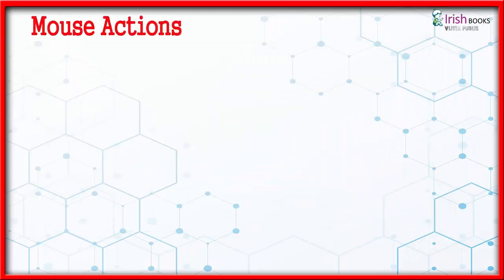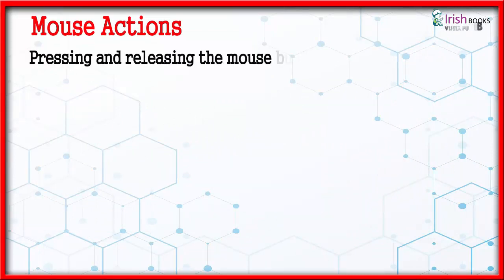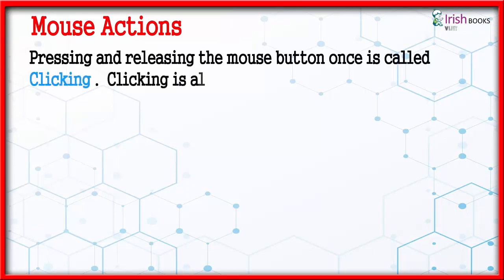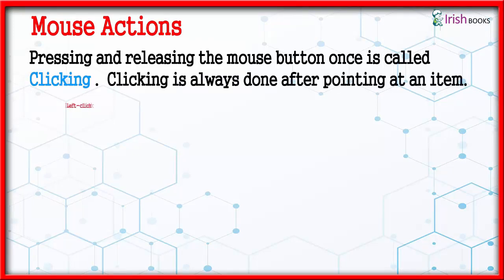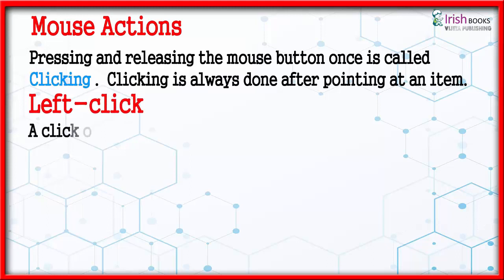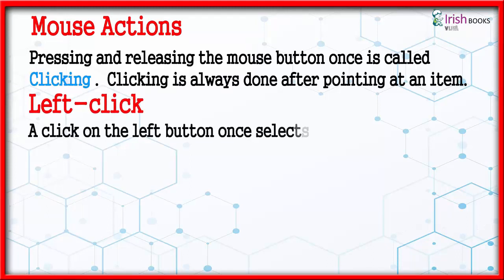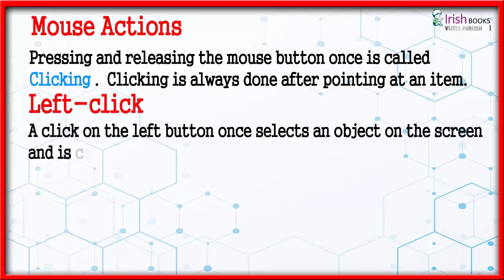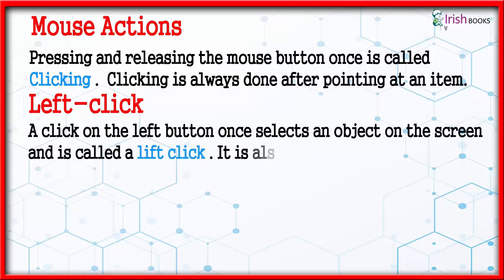Mouse actions. Pressing and releasing the mouse button once is called clicking. Clicking is always done after pointing at an item. Left click. A click on the left button once selects an object on the screen and is called a left click. It is also used to open a menu on the ribbon.